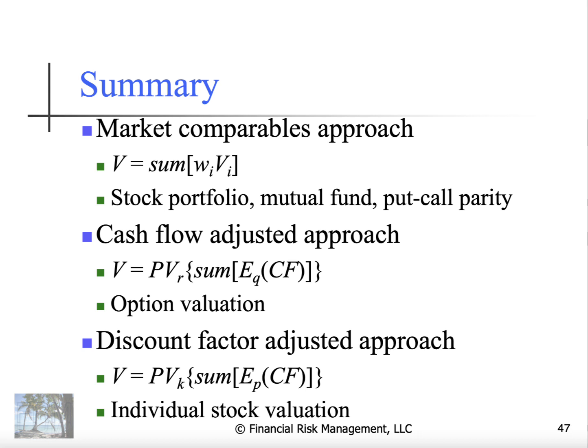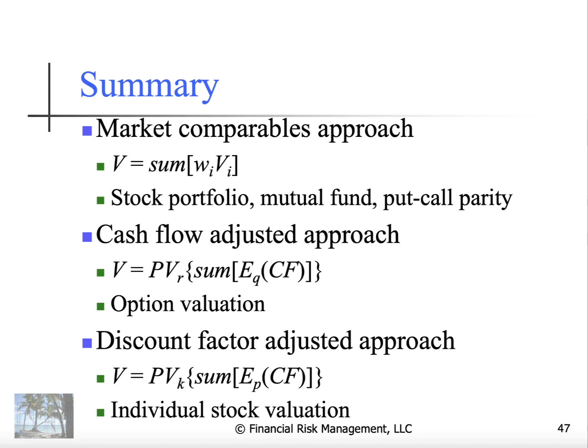So in summary, there are three categories of approaches to valuation. You can think of market comparables as simply the sum of a set of other instruments. The cash flow adjusted approach lies in between the discount factor adjusted approach and market comparables, in the sense that I do take the present value of future expected cash flows like the discount factor adjusted approach, but I can use the risk-free rate and the equivalent martingale measure, the risk-neutral probability measure, in order to come up with my valuation. The final method requires two subjective estimates. One is how do I calculate this expectation, and the second is how do I come up with the risk-adjusted discount rate.